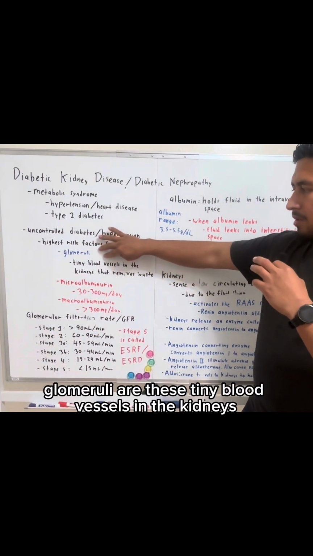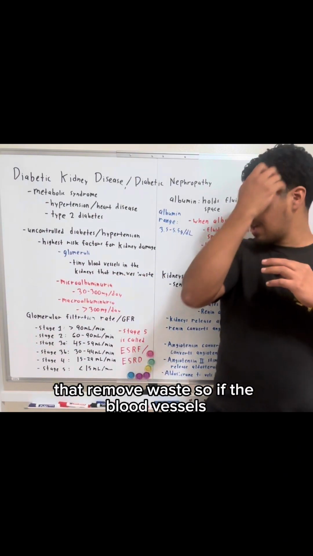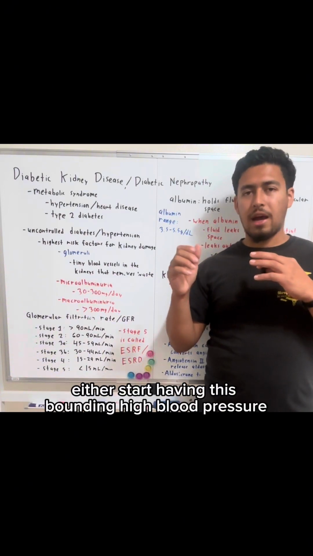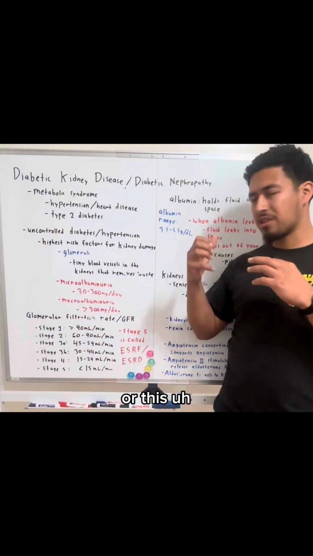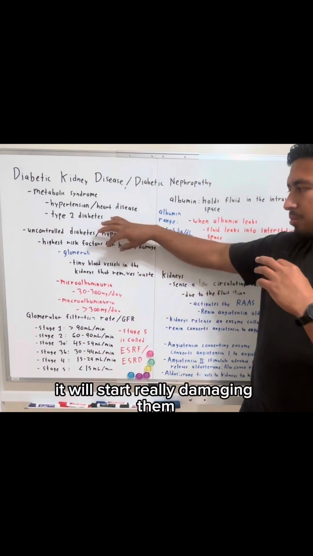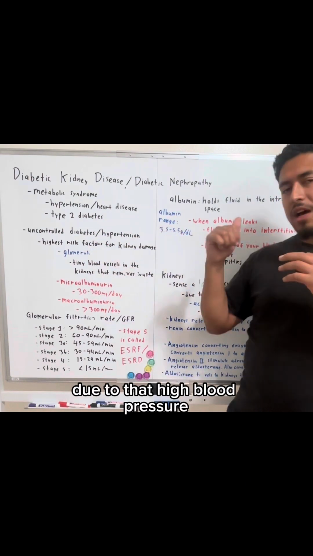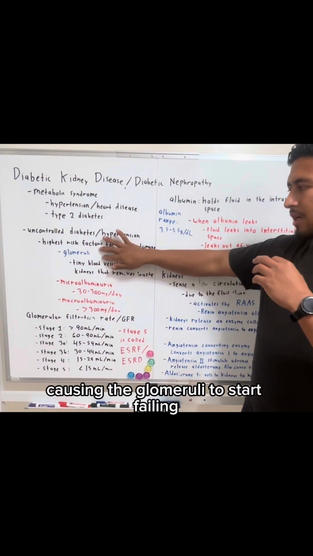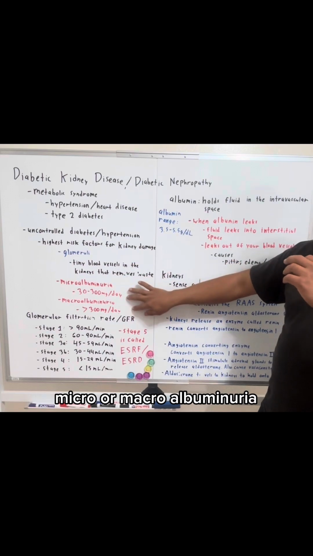Guys, glomeruli are these tiny blood vessels in the kidneys that remove waste. So if these tiny blood vessels that are super delicate either start having this bounding high blood pressure or this syrup-like consistency of blood, it'll start really damaging the walls of them and start clogging them, causing the glomeruli to start failing. This will lead to something called micro or macroalbuminuria.